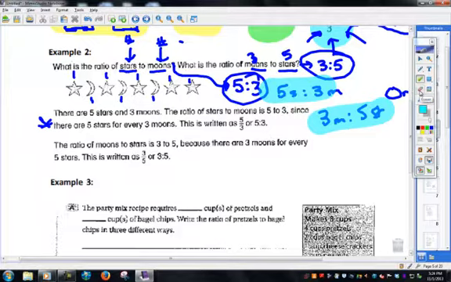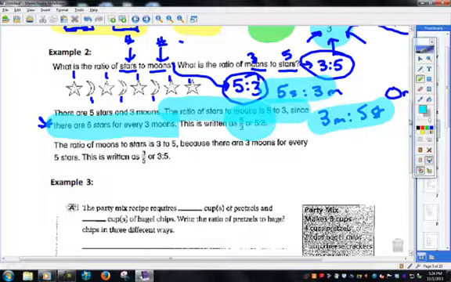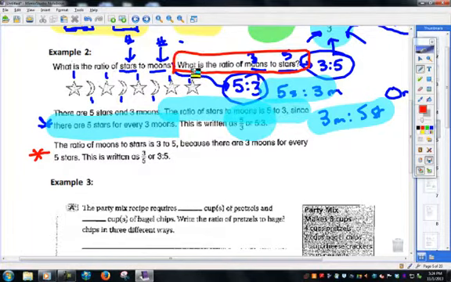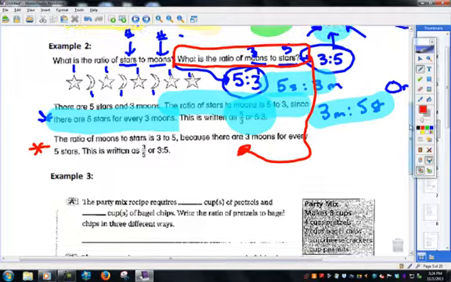So you can see there in their answer, there are 5 stars and 3 moons. The ratio of stars to moons is 5 to 3, since there are 5 stars for every 3 moons. This is written, and there's the other 2 ways it can be written. And then it answers the second question there. I didn't even know that. I thought I had to do that, but there's the second answer. So this question right here is answered right here. So again, it's all about order.